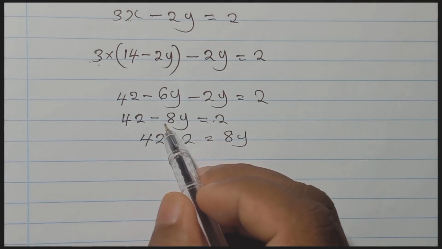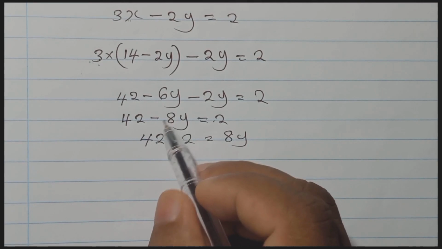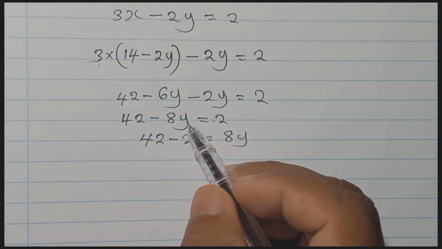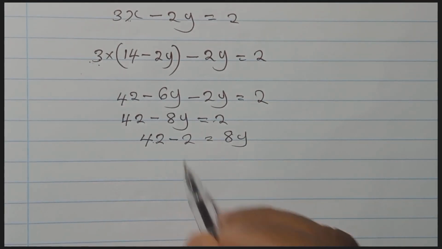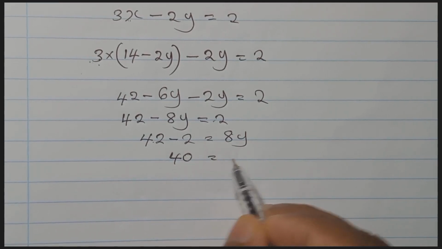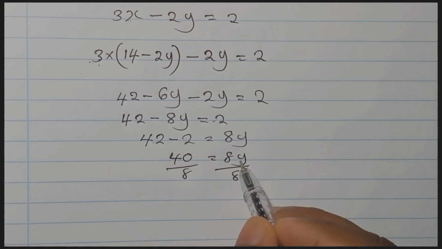But when you have to make something the subject, if it is in minus, if you can make it plus, try to make it plus, right? That's good, right? Minus 8y I brought here, that's why. Now 42 minus 2 means what? The answer, 42 minus 2 means 40. Here you have 8y. Now both sides divide by 8 to make y the subject.